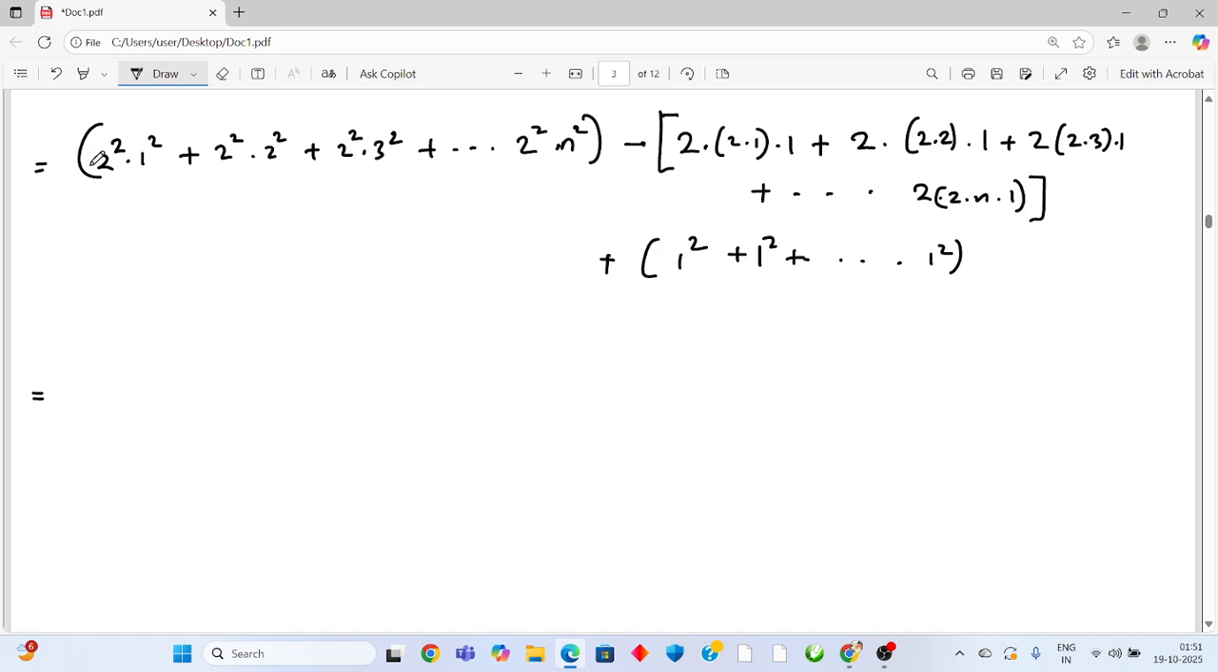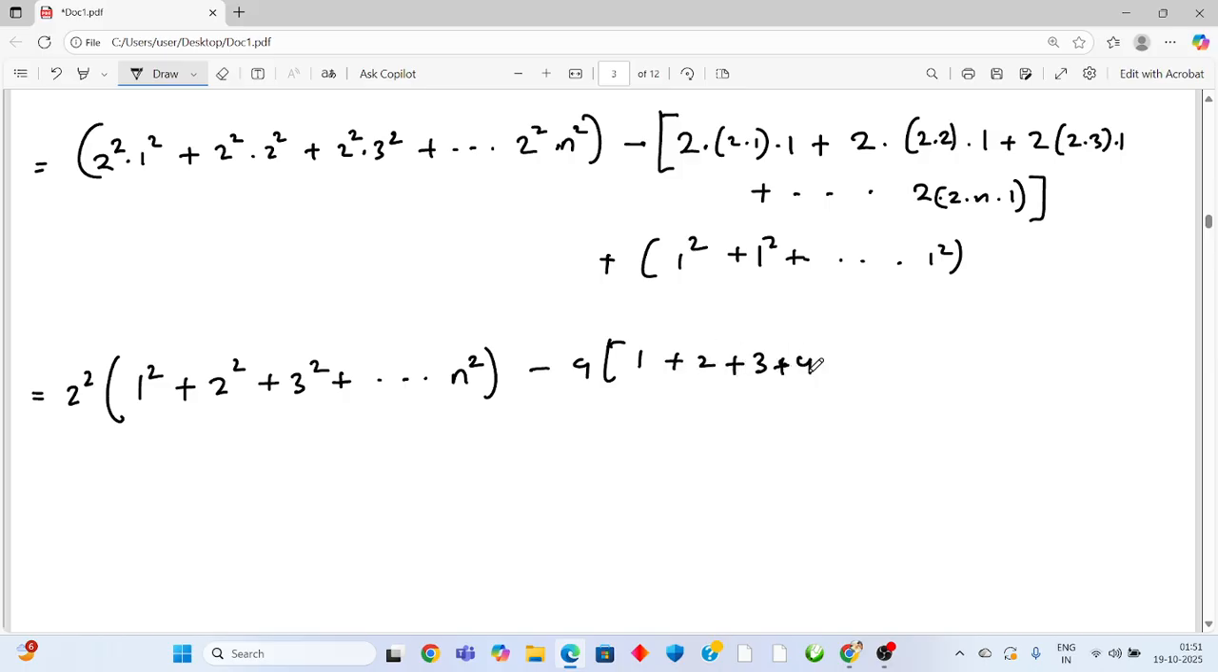So we can see that from each term in the first bracket here, the 2 squares are common. If I take 2 square common, we will get again the sum of the squares of the first n terms, 1 square plus 2 square plus 3 square dot dot dot n square, minus, here we can take 4 common. So if we take 4 common, then the first term would be 1, the second term would be 2, then 3, then 4, and the last term would be n. And again, by the same reasoning, we can write the sum of 1 square is basically n.